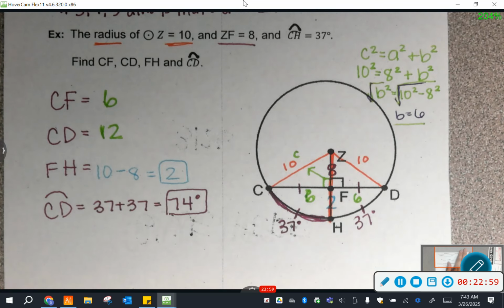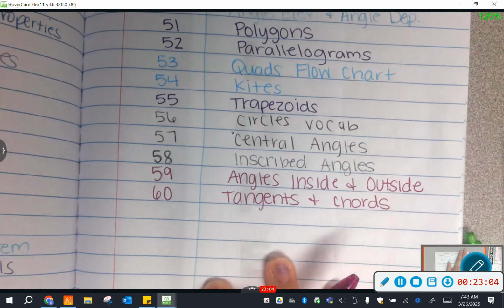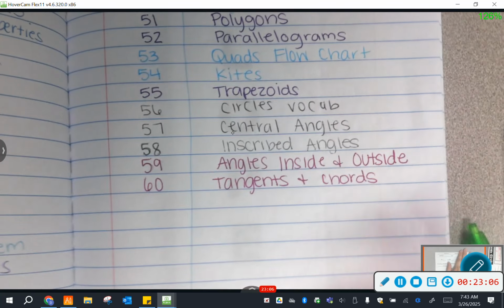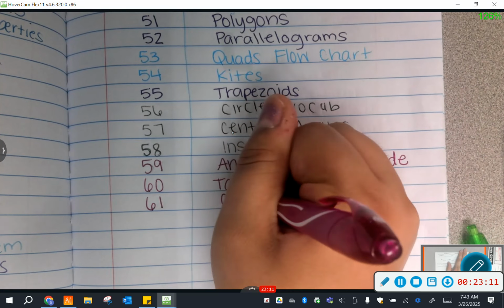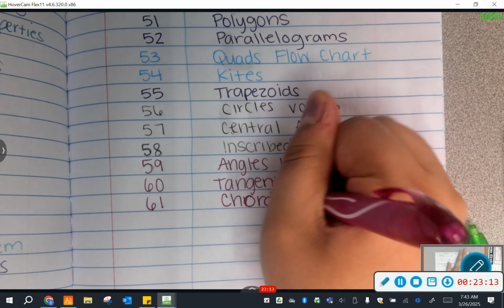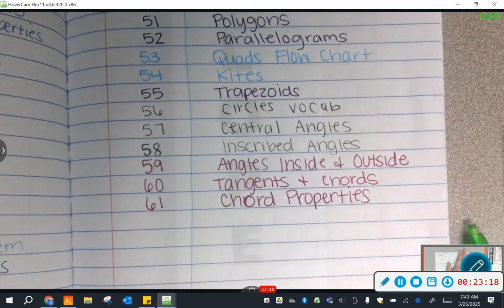If you can please go to your table of contents, we are going to add in page 61 is chord properties. Page 61 is chord properties. And glue this in, please.